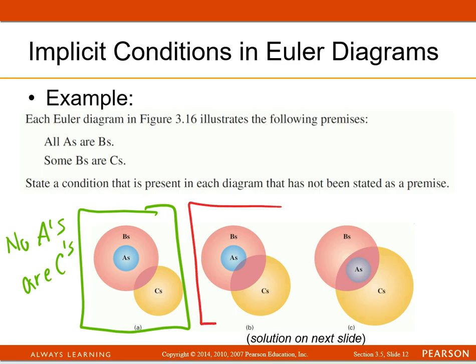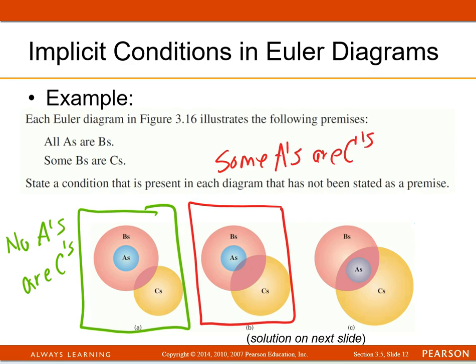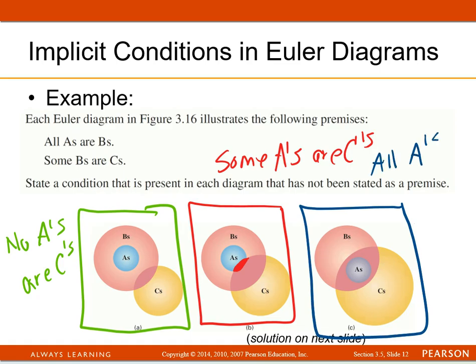And then this one, the extra premise would be some A's are C's, because of this little eyelet right here where the blue circle and the yellow circle are overlapping. And then this one would be all A's are C's, because the entire blue circle is enclosed in the entire yellow circle. So those are your extra premises, which I think they go over on this next slide.